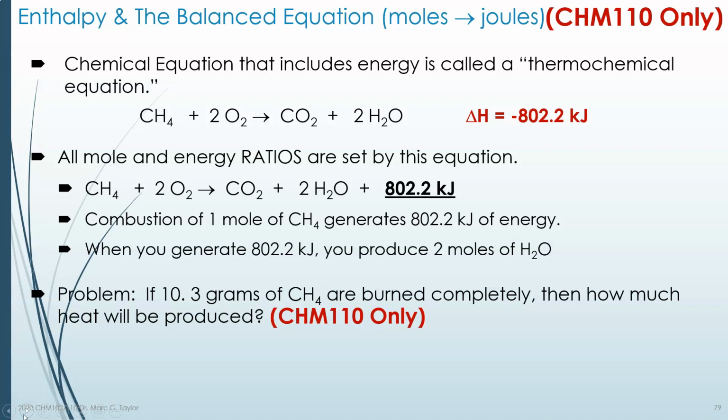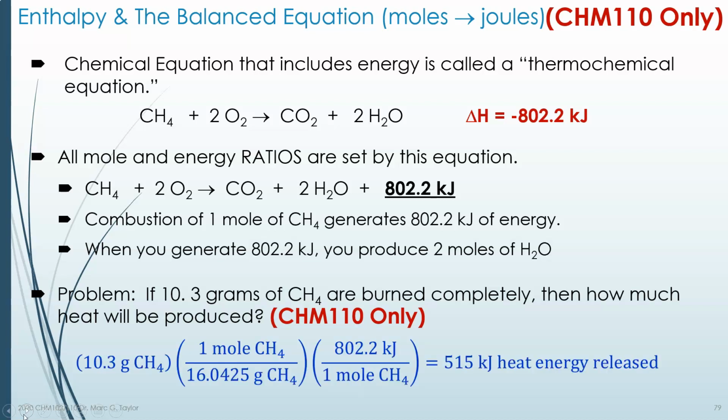Well, first you're going to turn the 10.3 grams of methane into moles of methane, and you already know how to do that. And then once you have the moles of methane, you multiply it by a second conversion factor. You put moles of methane on the bottom. You put kilojoules on the top before you ever put any numbers in. And then you look at the thermochemical equation and you realize it's 802.2 kilojoules, and it's 1 mole of methane. And if we were dealing with water, I would have put 802.2 kilojoules per 2 moles of water, or per 2 moles of oxygen gas, if it was oxygen that I was starting with.